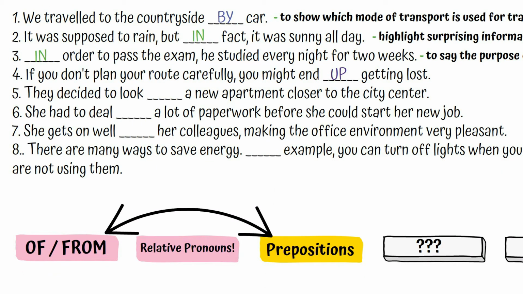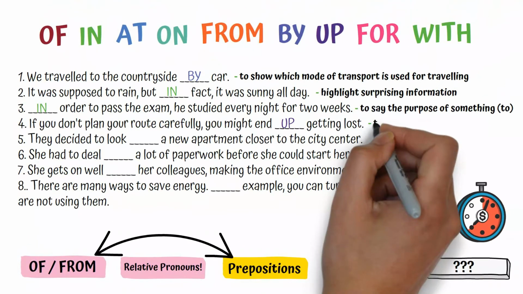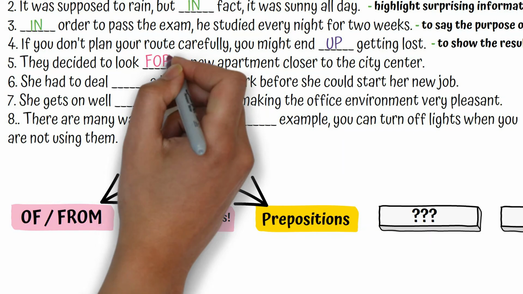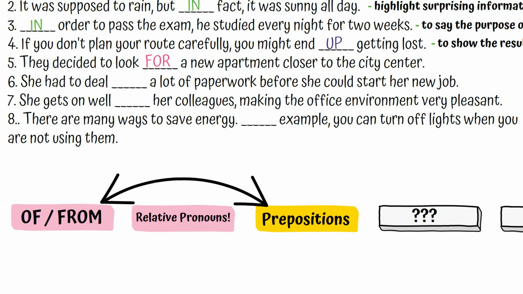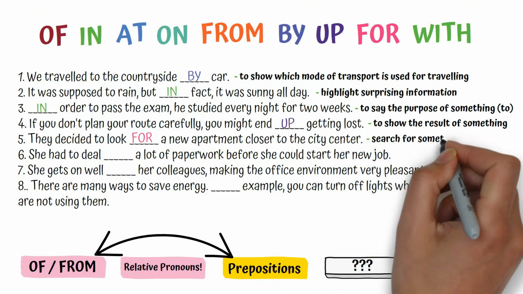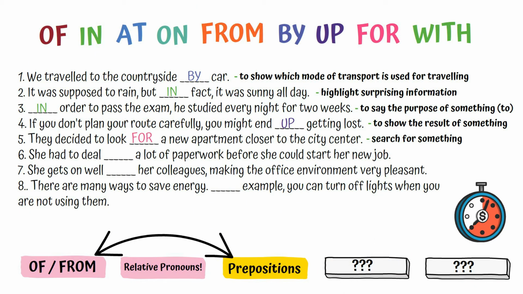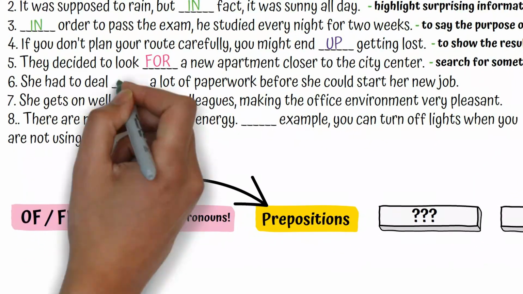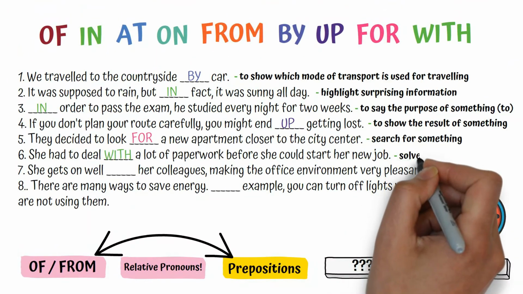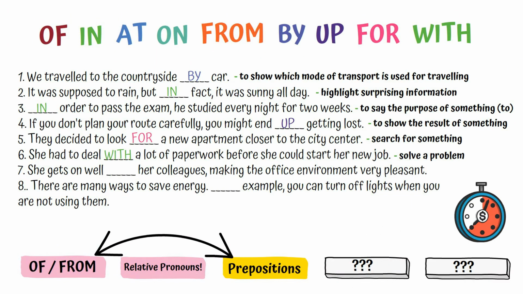Number 4. End up. We use the phrasal verb end up to show the result of something. Number 5. Look for. We use the phrasal verb look for to mean search for something. Number 6. Deal with. We use the phrasal verb deal with to mean take action and solve a problem.